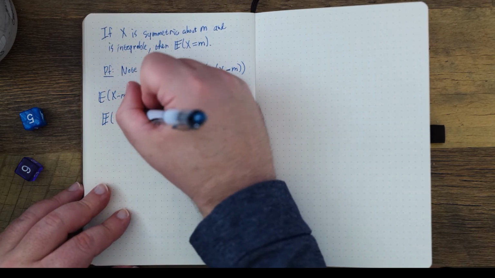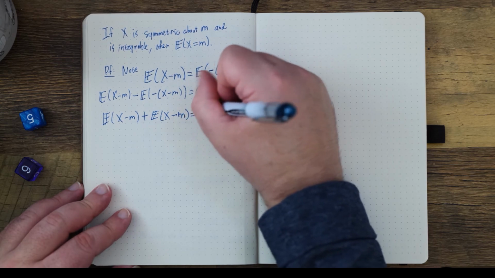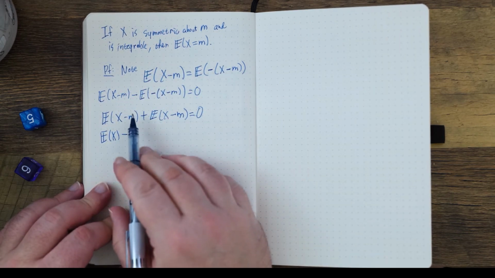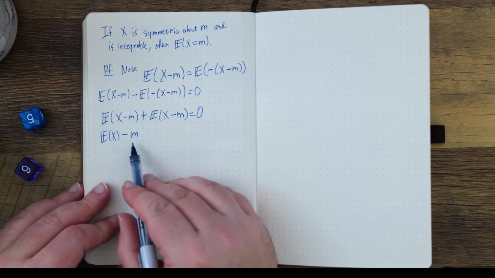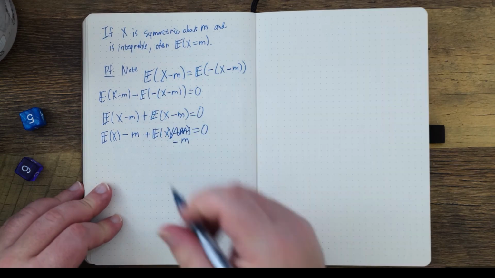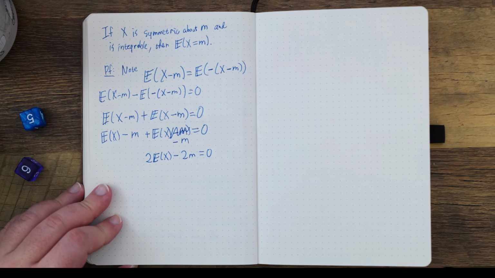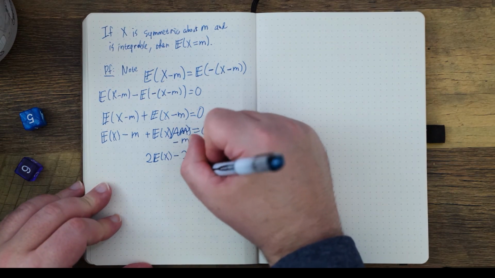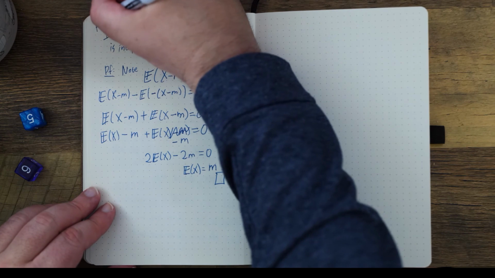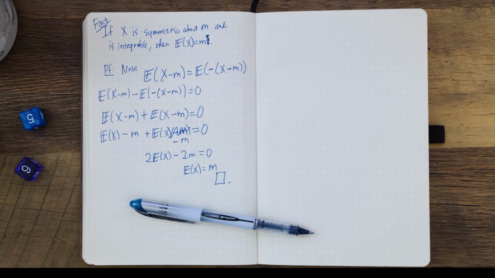So the expected value of x minus m plus the expected value of x minus m equals 0. This first part is just the expected value of x minus m, because, again, expected value of a constant is just the constant. The second part is expected value of x minus m. And so we get twice the expected value of x minus 2m equals 0, or solving for the expected value of x, we just get m. Oh, and this is a fact. I put my parenthesis in the wrong spot. That actually makes sense now, hopefully.